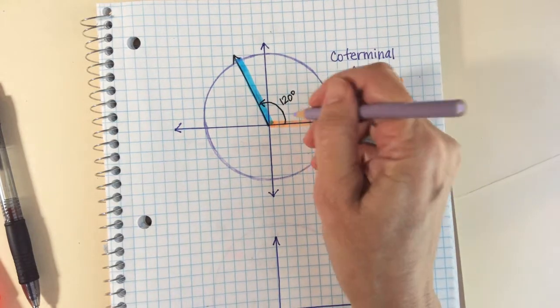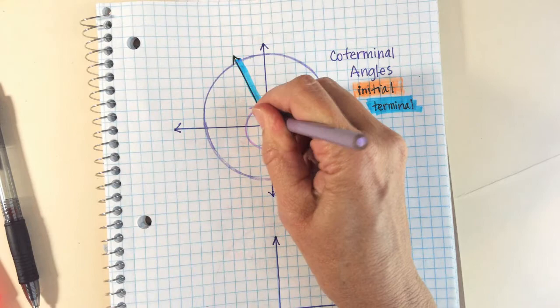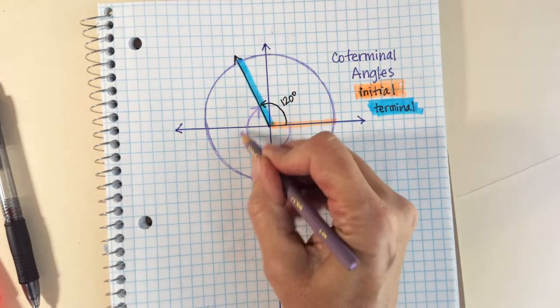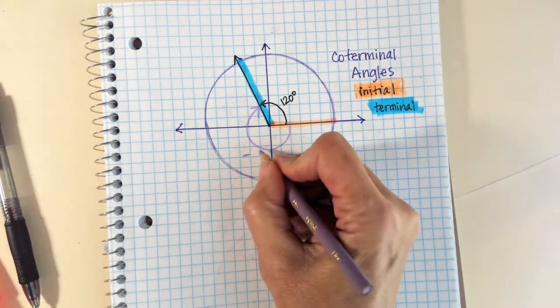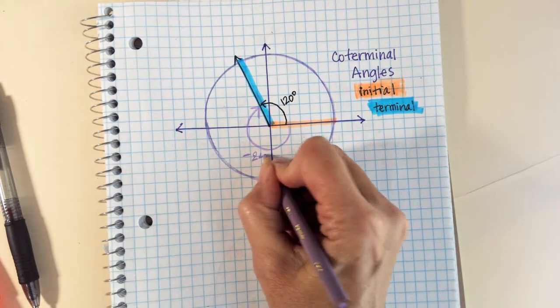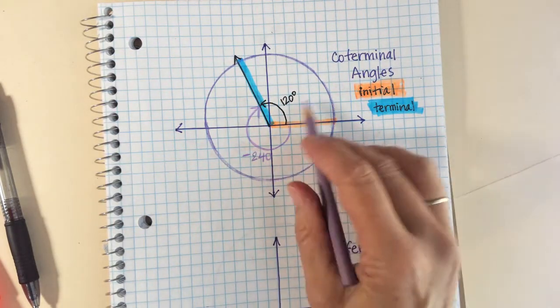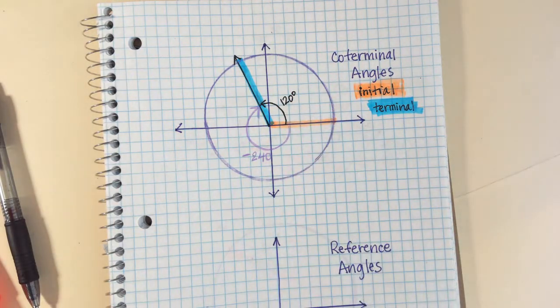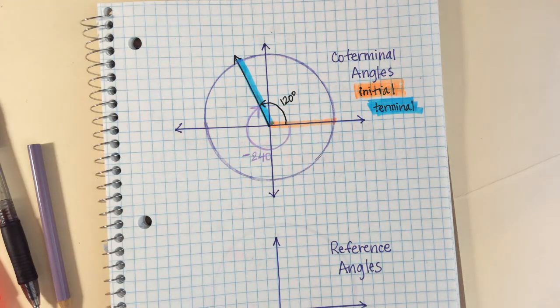If I measured it in a clockwise direction, the angle is no longer 120 degrees. It has a negative measurement of 240. So this angle, this negative 240 and this positive 120 are coterminal. Now it seems like the only thing you could have is a positive and negative angle like that.